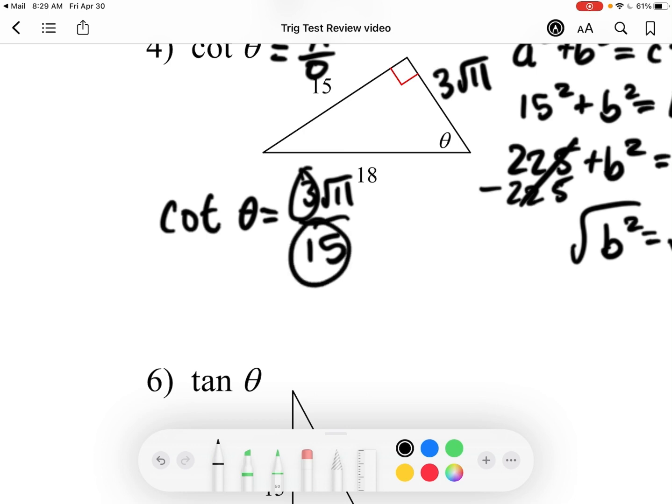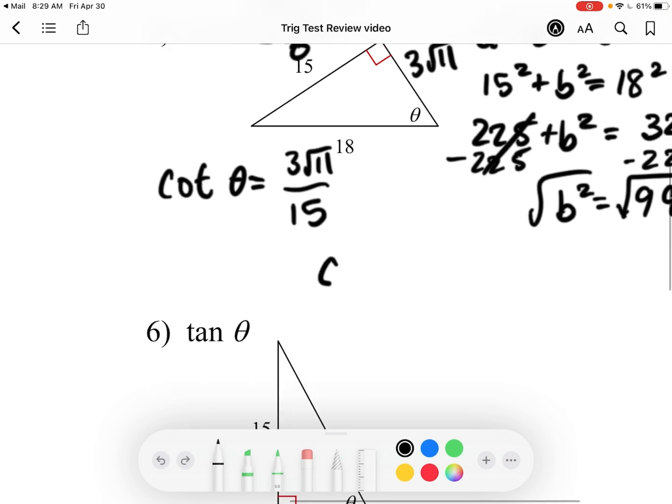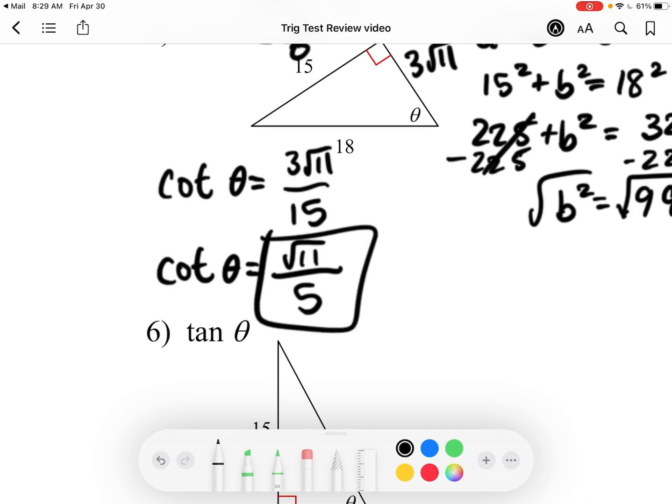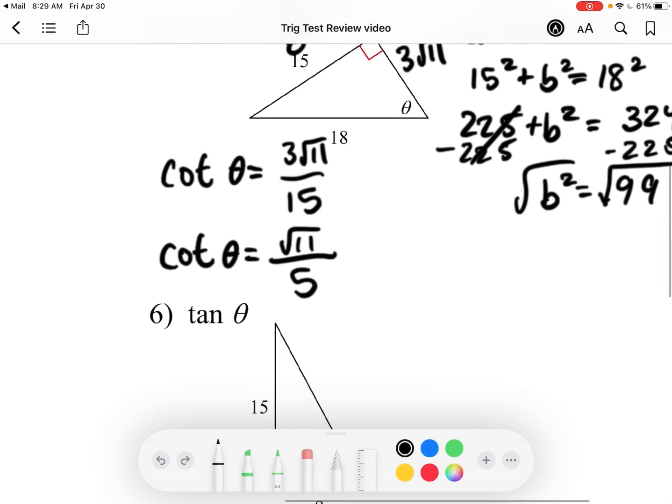3 and 15 are both evenly divisible by 3. So the final answer that you're actually going to see is cotangent theta is equal to 3 divided by 3 is 1. So we're just left with the square root of 11 on top. And 15 divided by 3 is 5. So this is the option that you're going to see. Square root of 11 over 5.